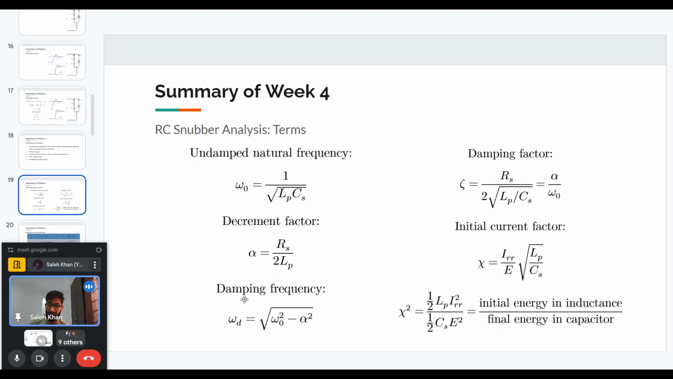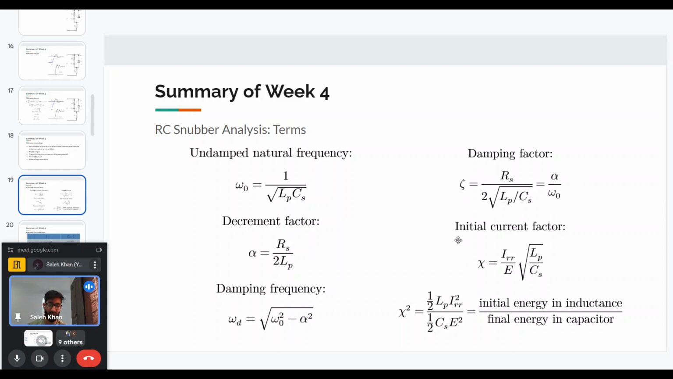And then the damping frequency will be omega d equal to the square root of omega 0 square minus alpha square. Next, we have the damping factor. So this will be how we determine the different cases. If the damping factor is less than 1, then we have underdamped case. If it is greater than 1, then we have the case of overdamped. And if it is equal to 1, then we have critically damped condition. And this is how it is defined.